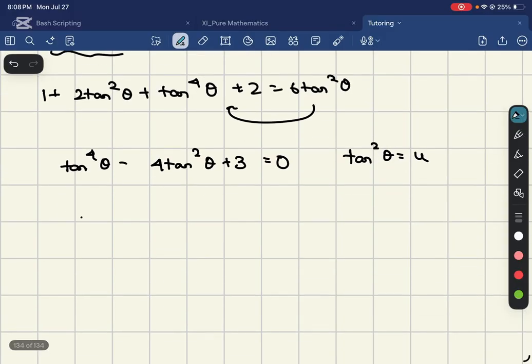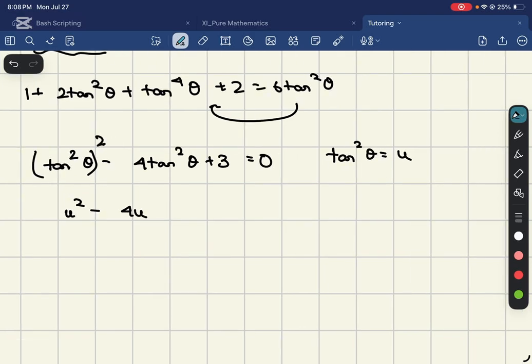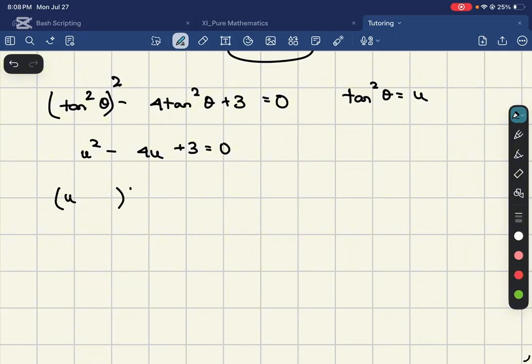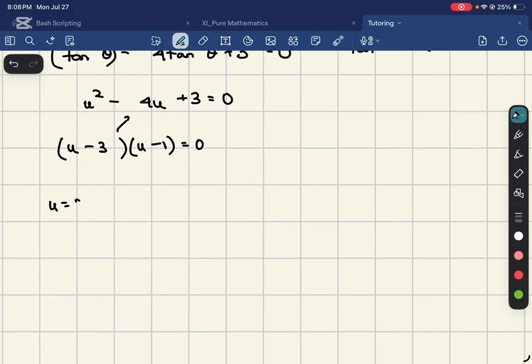So we have u squared minus 4u. This is something that we have done before, right? When we had something to the degree 4, we just said, okay, I can call this term tan squared theta squared, right? So I have u squared minus 4u plus 3 is equal to 0. Let's try to factorize this. I believe we are going to get minus 3 and minus 1, right? If you expand this, you will get this expression back. So u can be 3 and u can be 1. Remember, u is just tan squared theta.